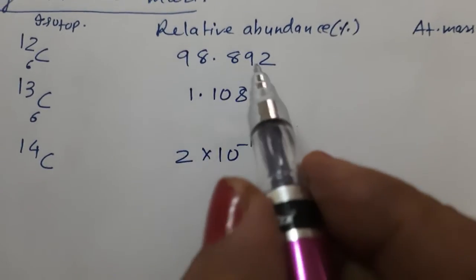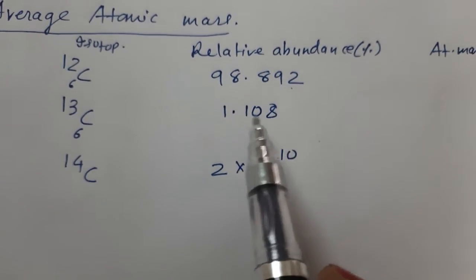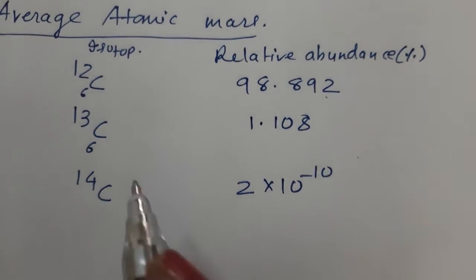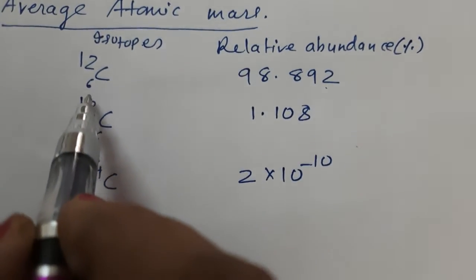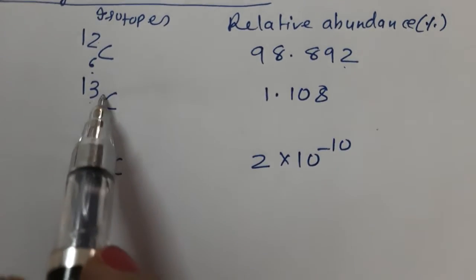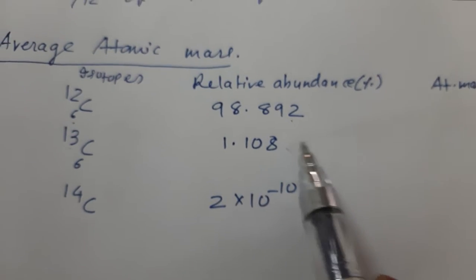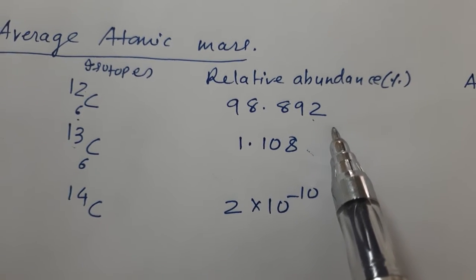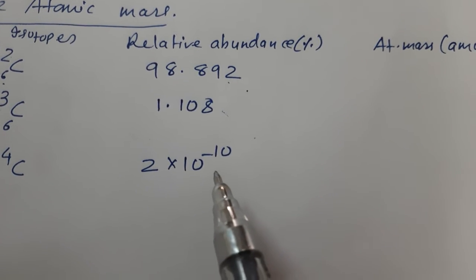You see, this percent is available for carbon 12, carbon 13. What is carbon 12 and carbon 13? They are known as isotopes. Why isotopes? Because their atomic number is same but atomic mass is different. So this is 98.892, majority of the amount. This is very less and this is the least, 2 into 10 raised to power minus 10.